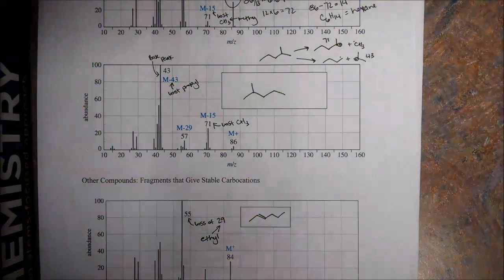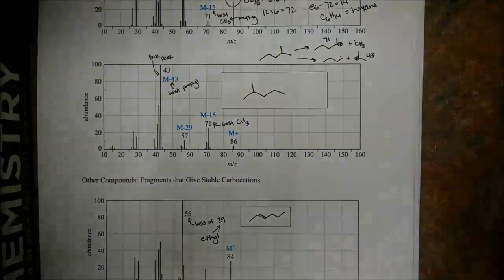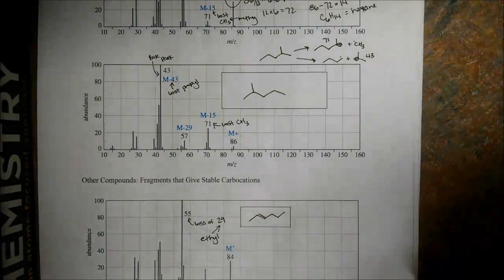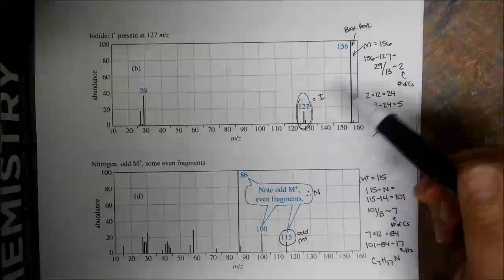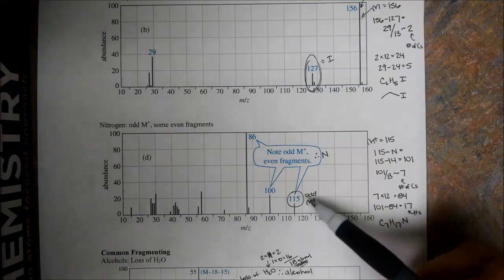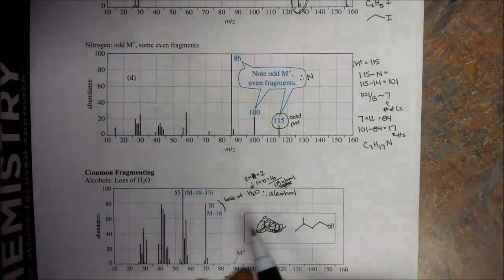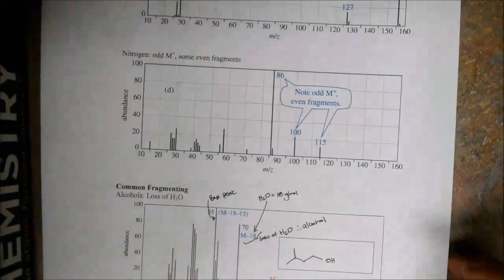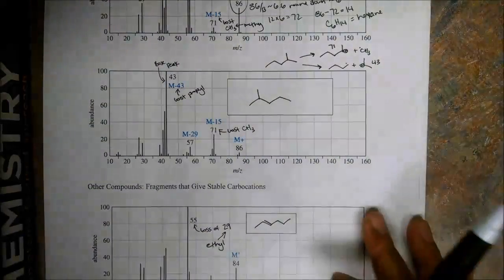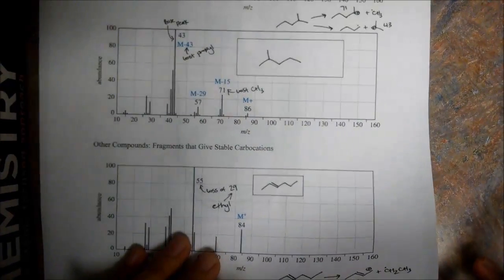Okay, so again, the main things to take from this are those unique mass patterns. Remember, bromide has a 1-to-1, chloride has a 3-to-1, M plus 2. Iodide has the 127. Nitrogen has an odd molecular ion with even fragments. And with an alcohol, we lose water. And with the alkanes, we lose one carbon at a time. Okay, so that's mass spec. All right.